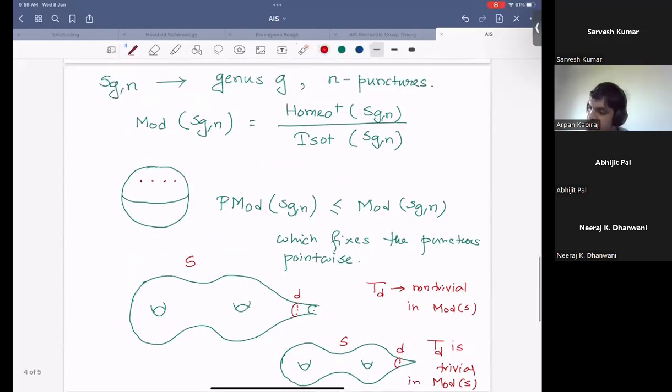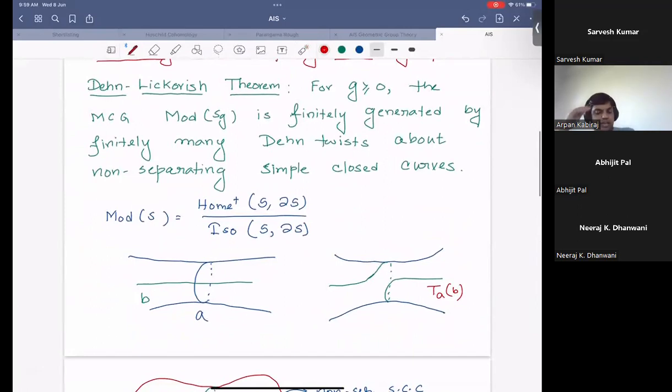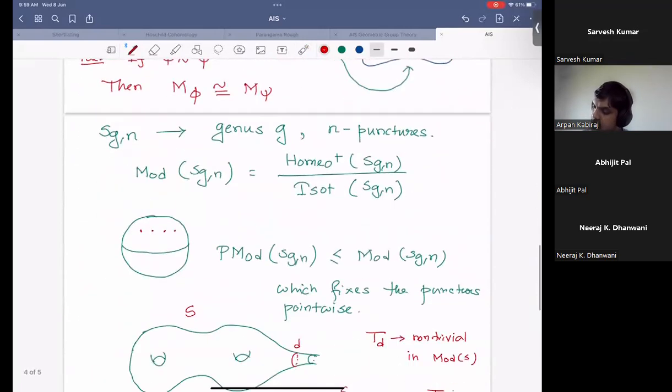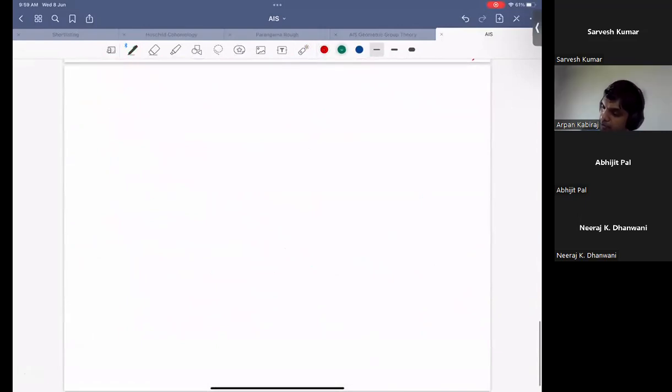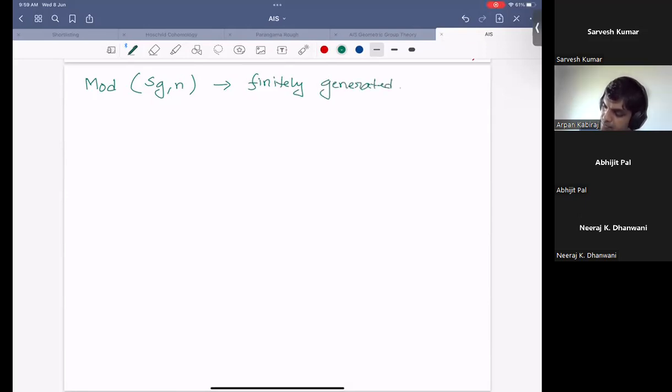So how do we prove such a theorem? How do we prove this kind of theorem? Okay. So let me give you the motivation, and then we will follow a step-by-step procedure to prove this theorem. So what is the result that we are actually going to prove? We are going to prove that the mapping class group of a surface of genus g with n punctures is finitely generated.